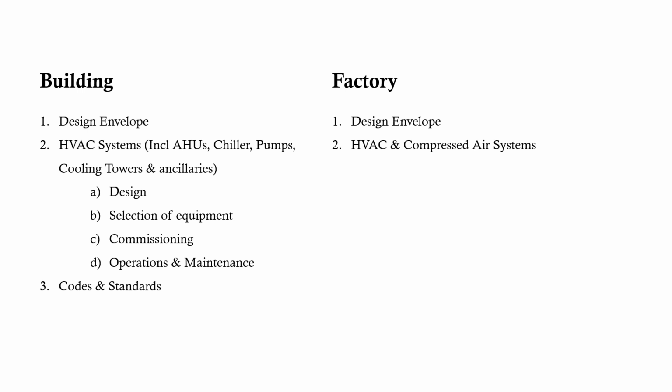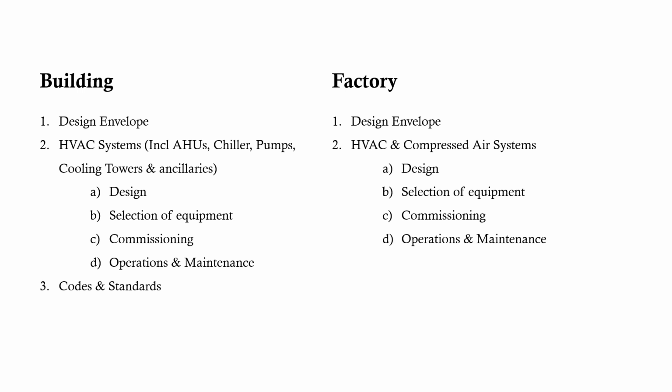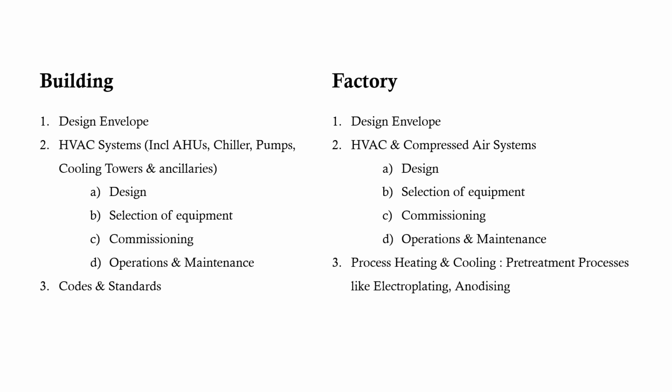So we'll try to touch upon all of these dimensions individually for HVAC as well as the compressed air system, including design, selection of the equipment, commissioning of both of these utilities, and operation and maintenance. The third element is process heating and cooling. Apart from the comfort required for the factory premises and the compressed air required for the plant machinery, what are the heating and cooling requirements in the factory premises?